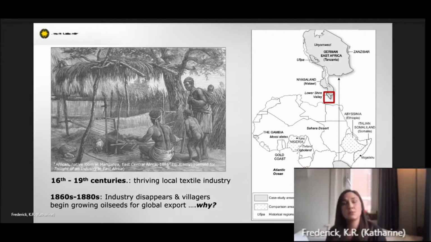And at the same time, we see this region beginning to start growing oil seeds, so sesames, not only for subsistence, but also for global export, which is a very new activity in this region. And in the context of a rural community, this is really a profound economic change. So, of course, the question is, why does this happen?